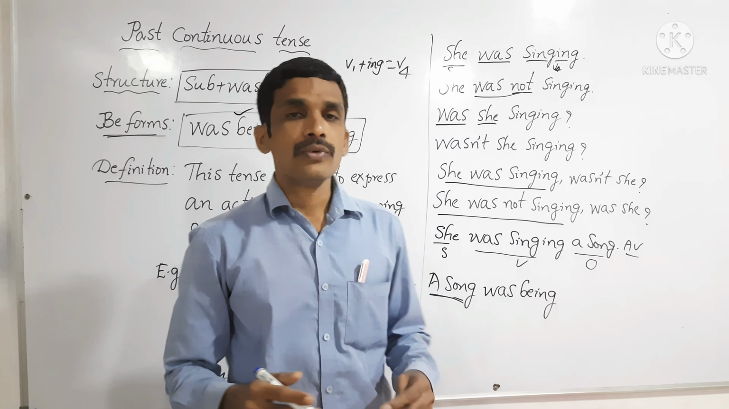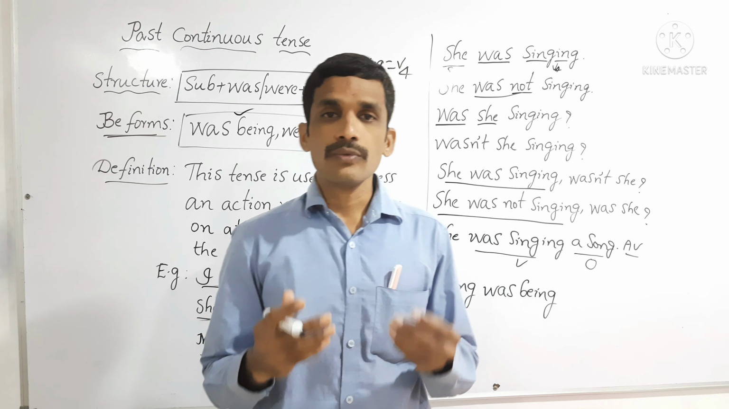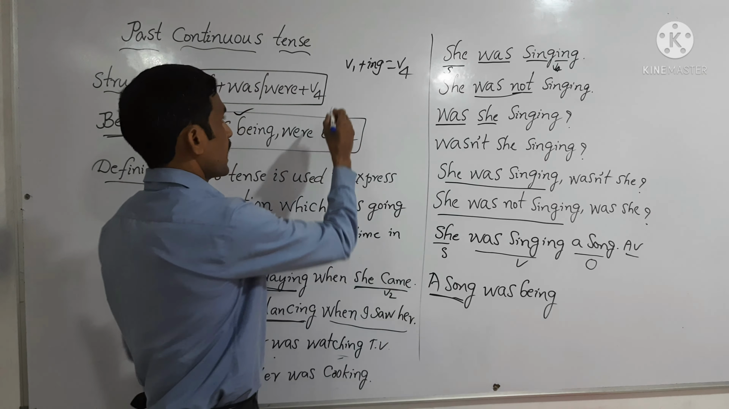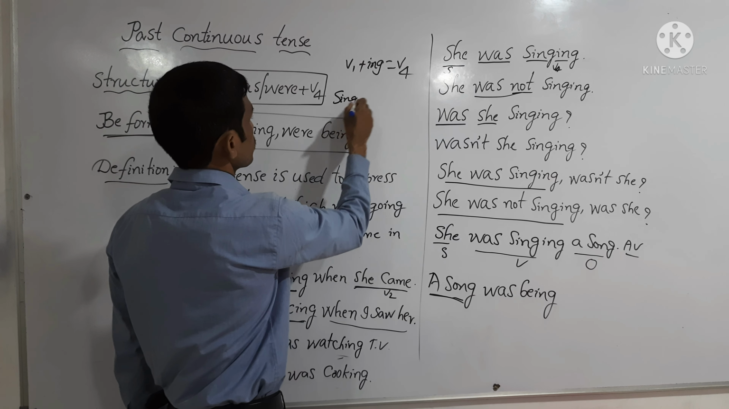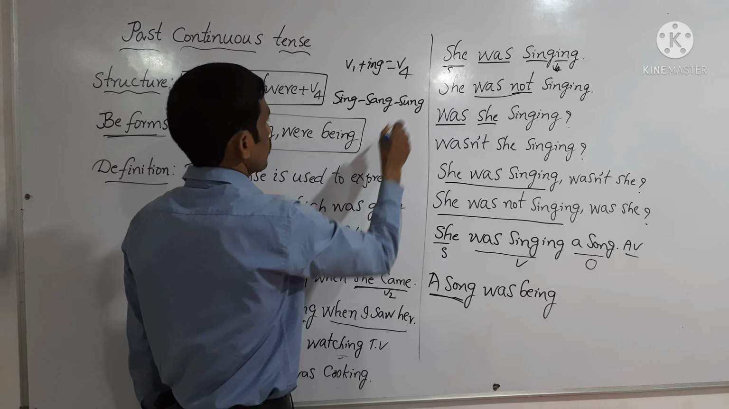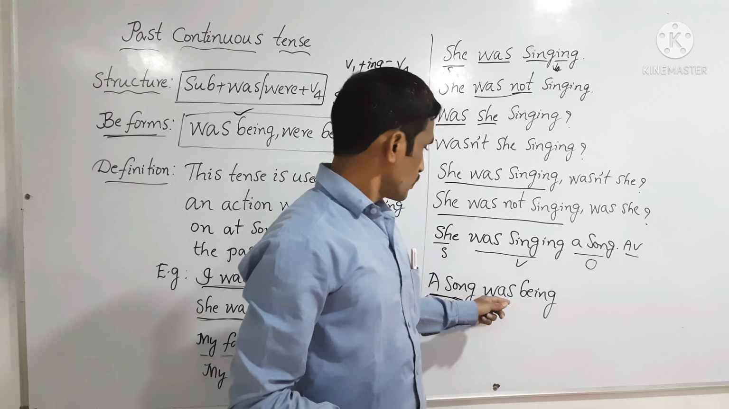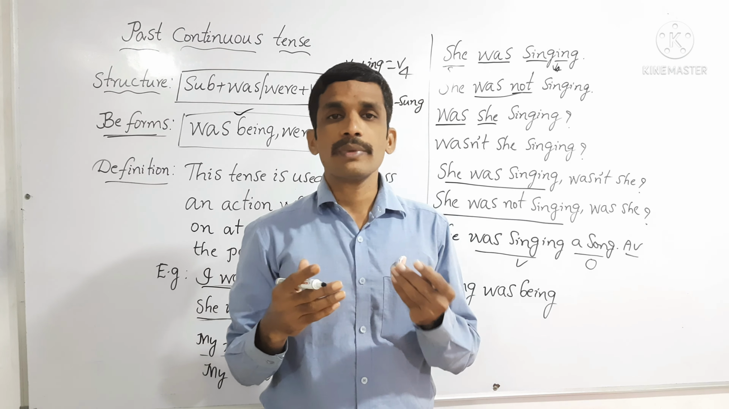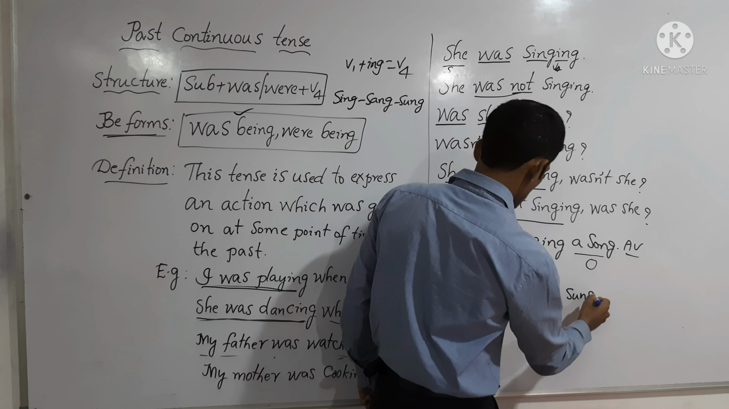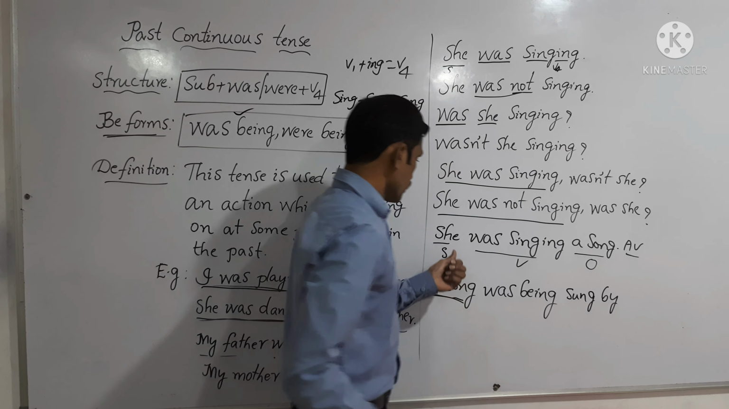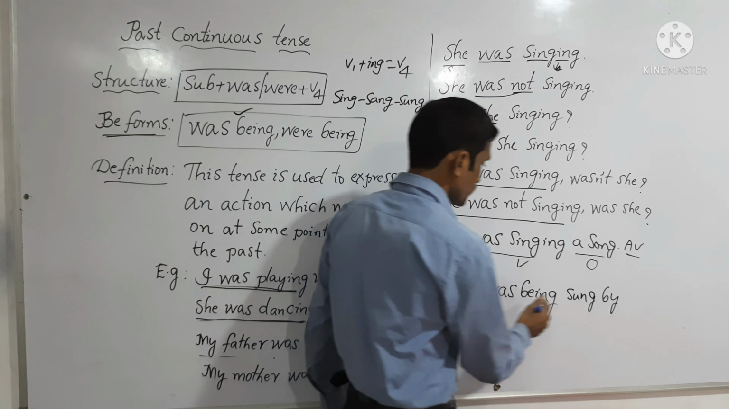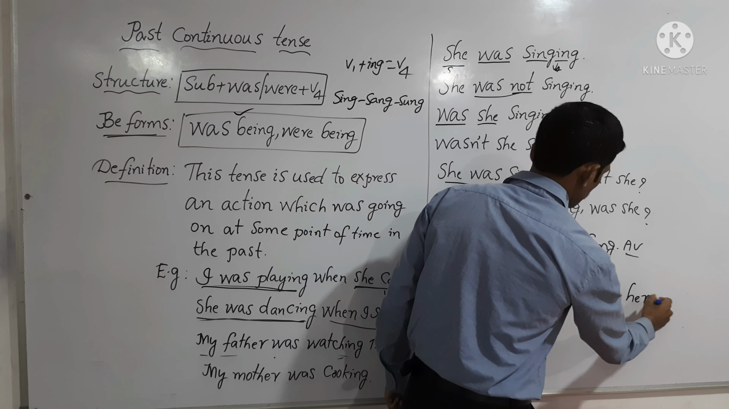After that, the third form of the verb we need to write. What is the third form of the verb? Sing, sang, sung. What is the V3 form? Sung. So always we need to write the third form of the verb in the passive voice. So, a song was being sung by, subjective case she, objective case her. So, a song was being sung by her.